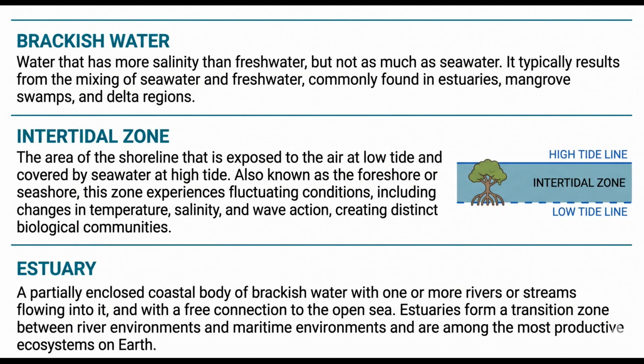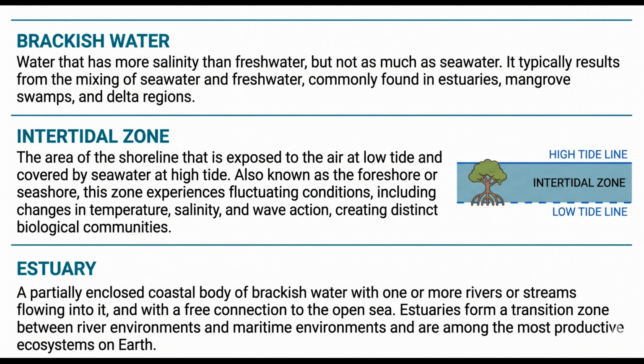Mangroves grow in a very specific location along the coast. Look at the diagram on screen. You can see 3 zones: the high tide line at the top, the intertidal zone, the shaded band in the middle, and the low tide line below. Mangroves grow in the intertidal zone. This means they are submerged by seawater at high tide and then exposed to the open air at low tide. This happens twice a day, every day.